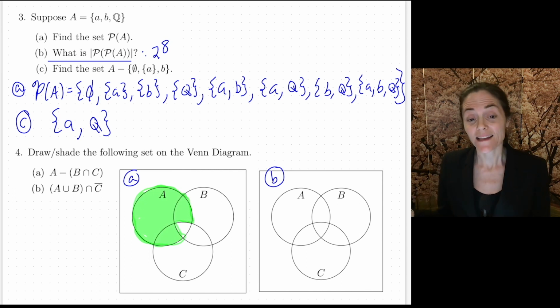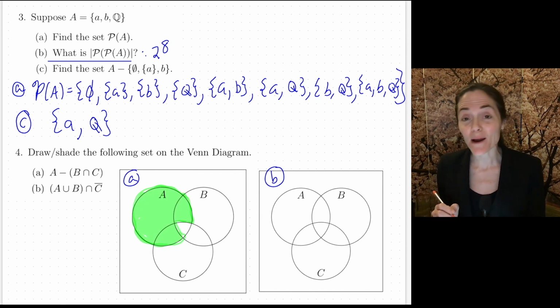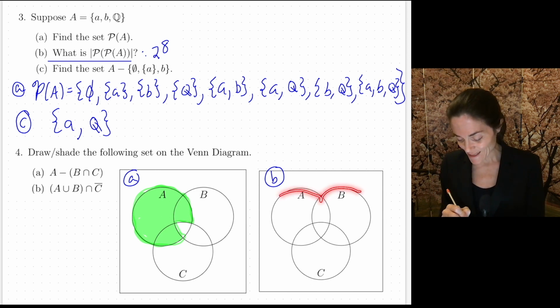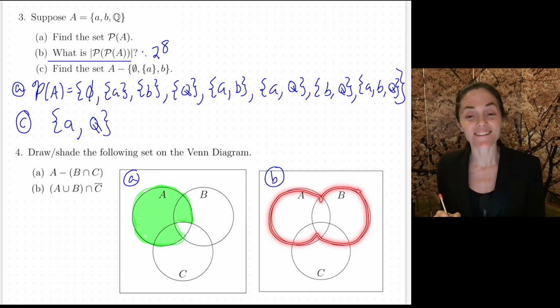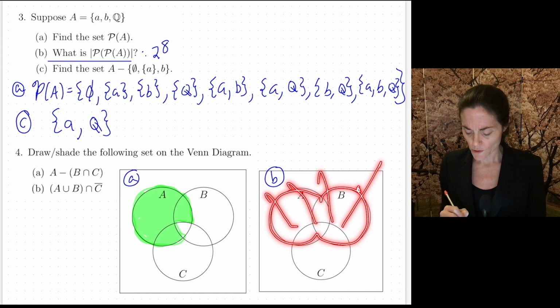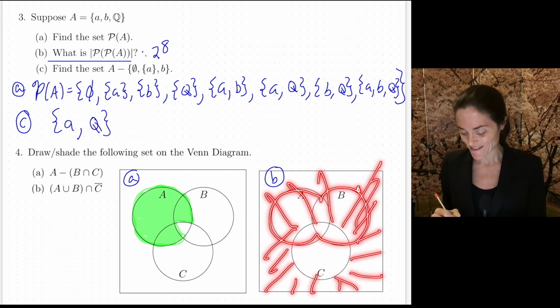This is A minus B intersects C. Now part B, we want A union B, which I've outlined in red, but then intersect C complement. So C complement, I will do with these lines. It's everything that is not in C.